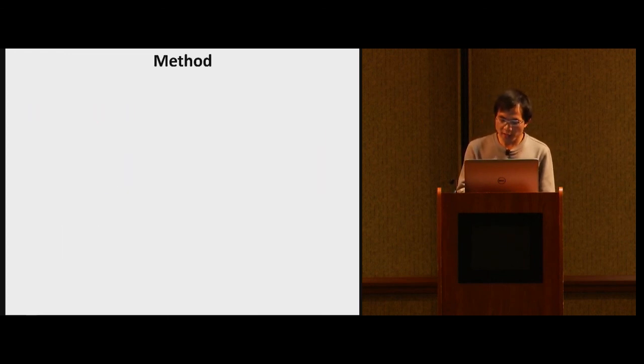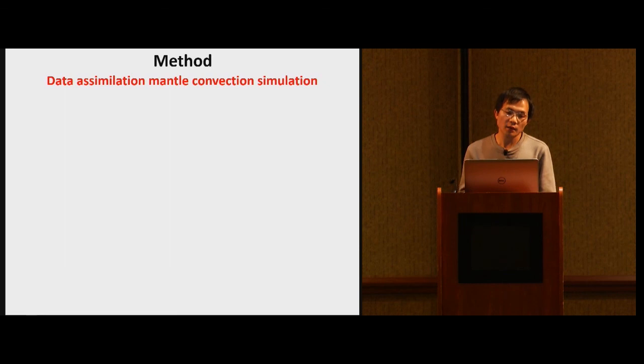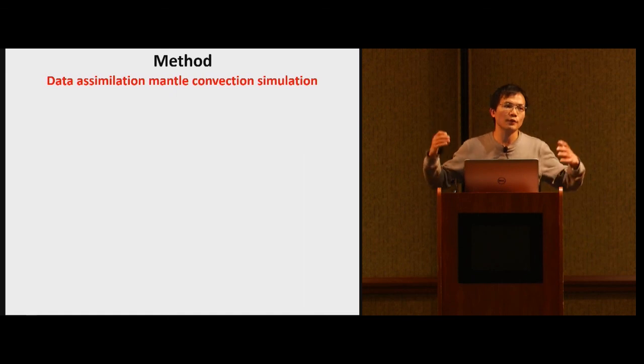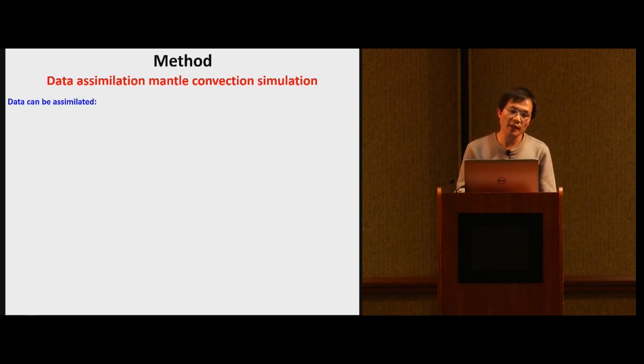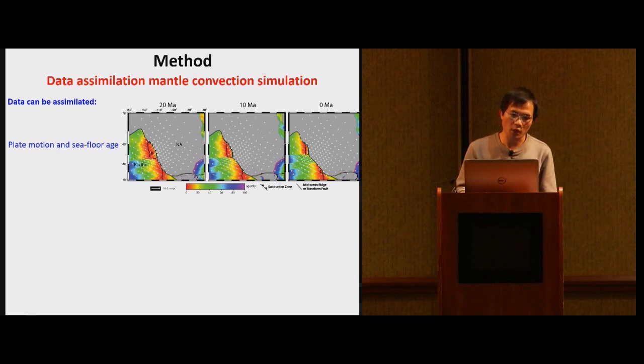To do simulation of the mantle, we normally use data assimilation mantle convection. We use data assimilation because we want to simulate the real Earth. By real Earth, we mean how the real Earth evolves over time, not some idealized 2D simulation. Data assimilation essentially means we incorporate some data into the model to guide the model to evolve. In mantle convection simulation, the data we can use includes plate motion and seafloor age.